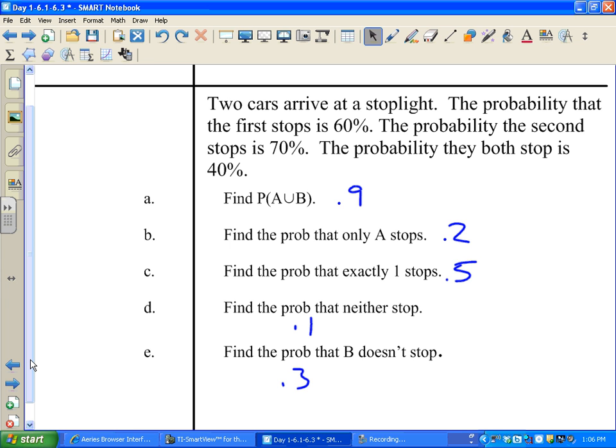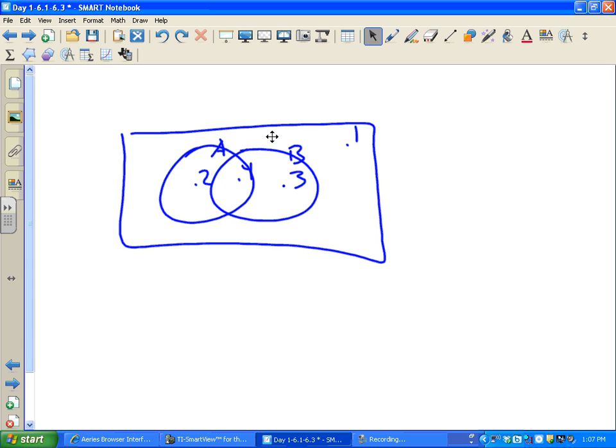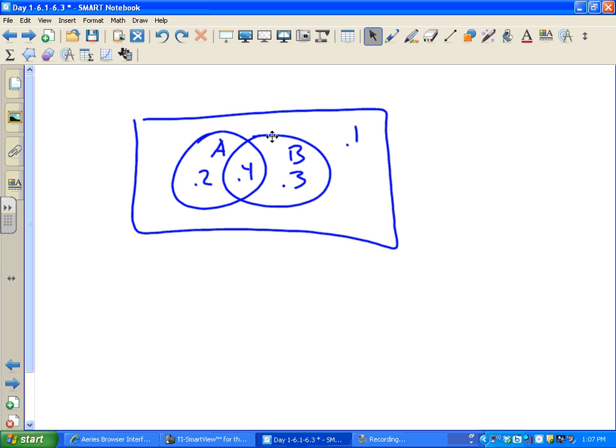Part E, 0.3: the probability that B doesn't stop. This here is the probability of B, which represents, in the context of this problem, car B stopping. If it's asking for everything not B, it's everything outside of B. So if everything inside of B is 0.7, everything outside of B is 0.3. It's a complementary event. You can also see that as 0.2 plus 0.1.